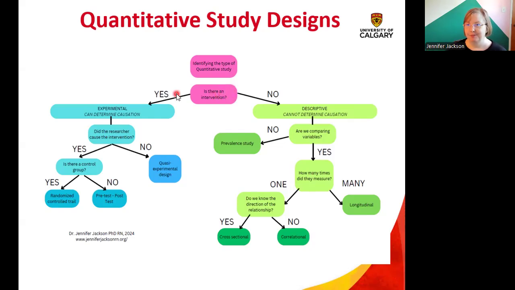Is there an intervention? If yes, we're talking about an experiment, because a researcher deliberately did a thing to see what the outcome would be. Or they measured around a thing. So I'll go into this in a bit more detail, but did a thing happen?